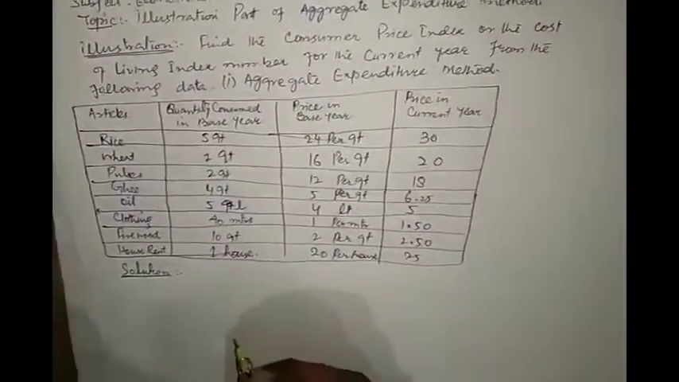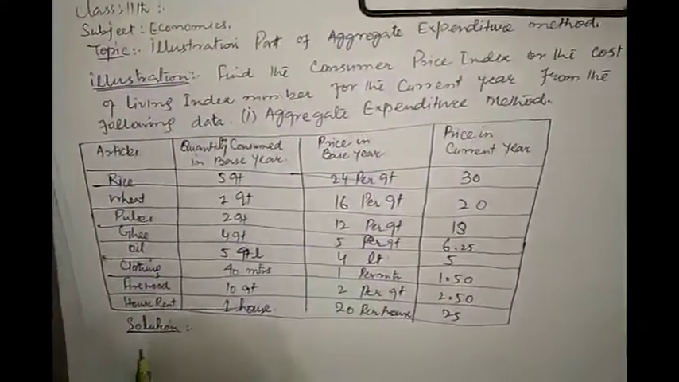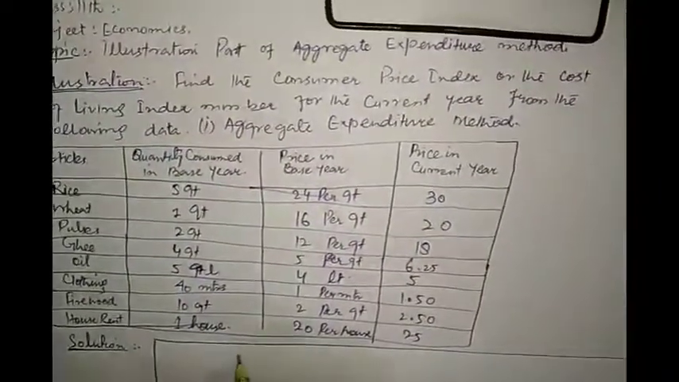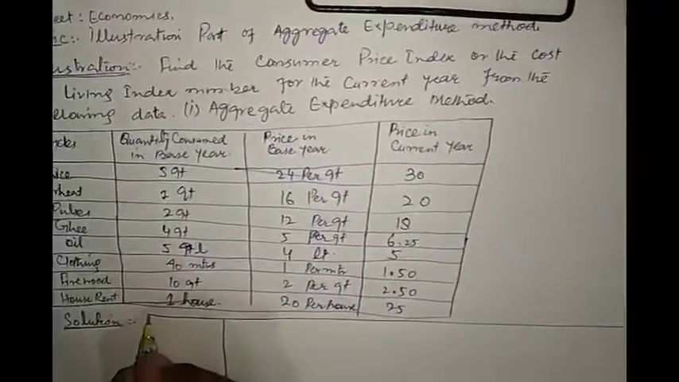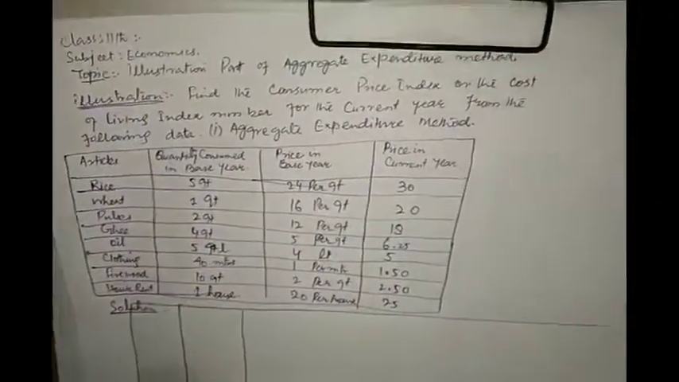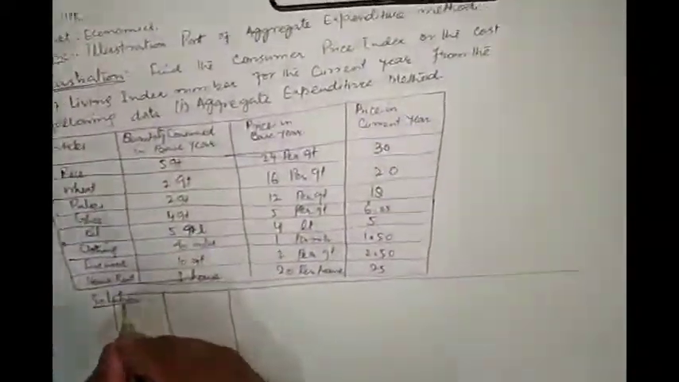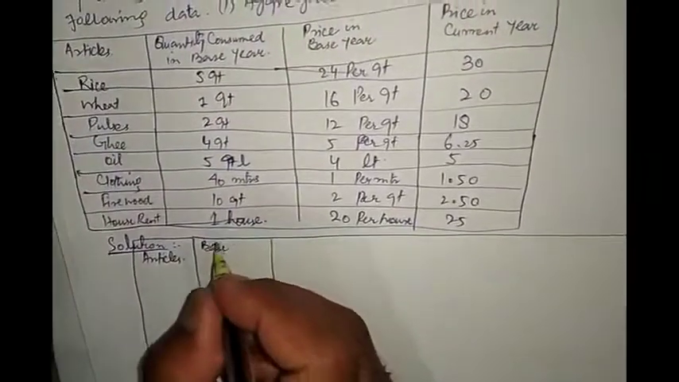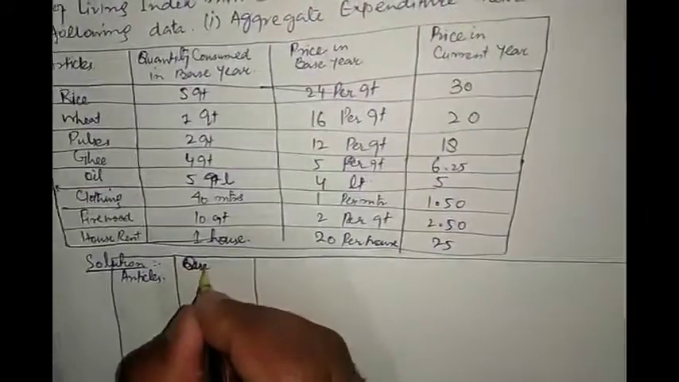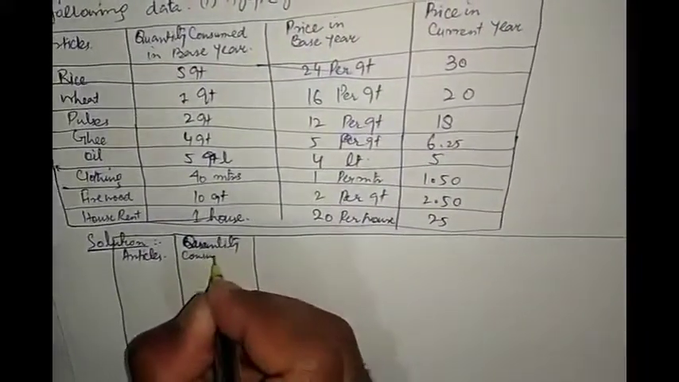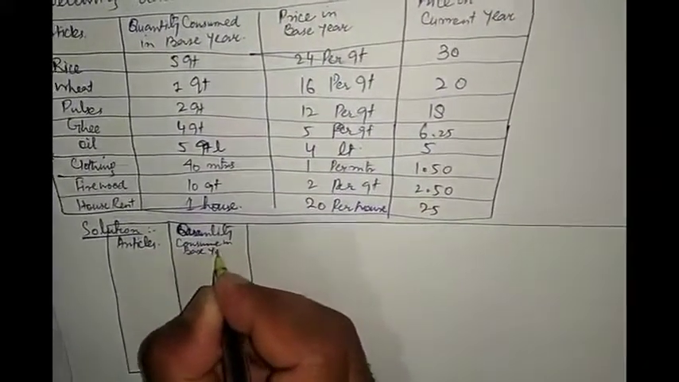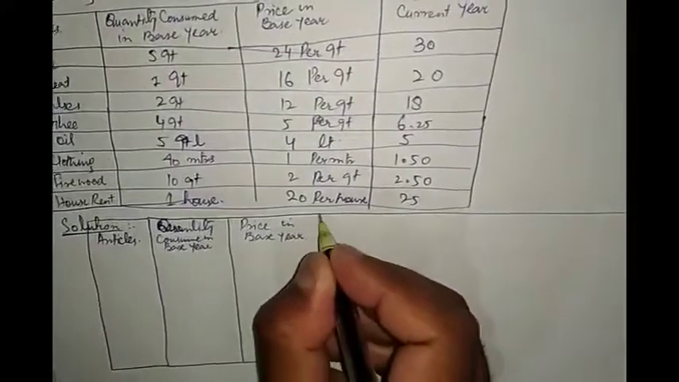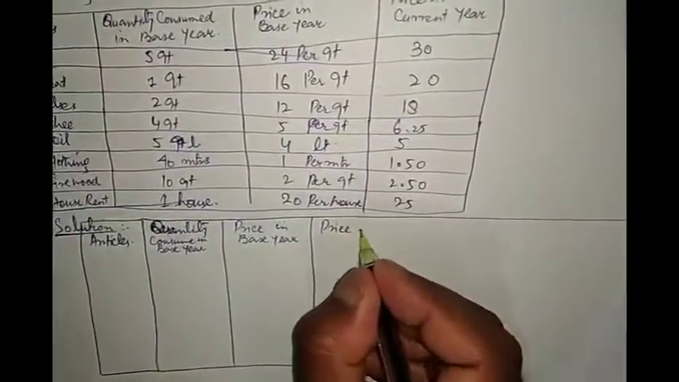We have the same data. I will construct once again the same table. Articles, base quantity consumed in base year, price in base year, price in current year.